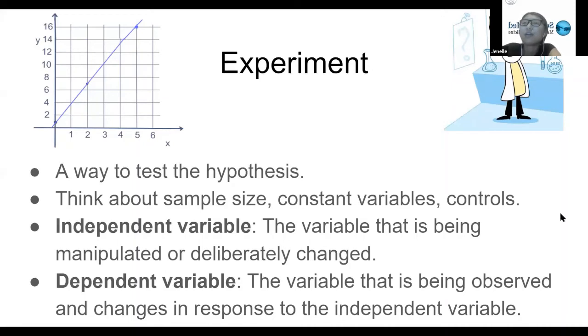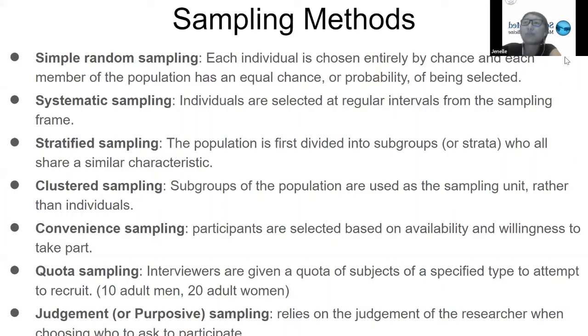So now I am going to go into sampling methods. I previously mentioned sample size, and there are actually many different ways to create the sample that you will be experimenting on. This is especially useful for the psych-soc section, because that's usually where they would be testing sampling methods. Simple random sampling is when each individual is chosen entirely by chance and each member of the population has an equal chance or probability of being selected.